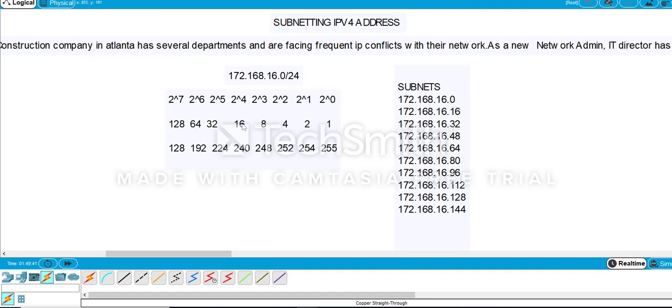So 172.168.16.0. Our next is going to be .16, our next is going to be .32, our next is going to be .48, our next is going to be .64, .80, .96, .112, .128. So we can go all the way till we reach 254. You understand? But all the remaining ones are for your future network. So you can keep that for future. When your network grows, you can use that.